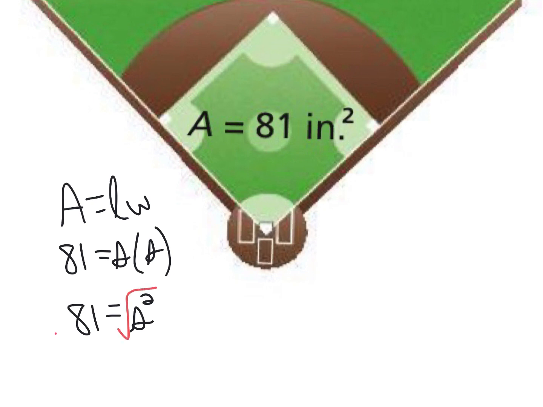we could take the square root of 81. Or think of a number times itself that equals 81, right? And so that would be 9. So 9 inches would be our side length, okay?